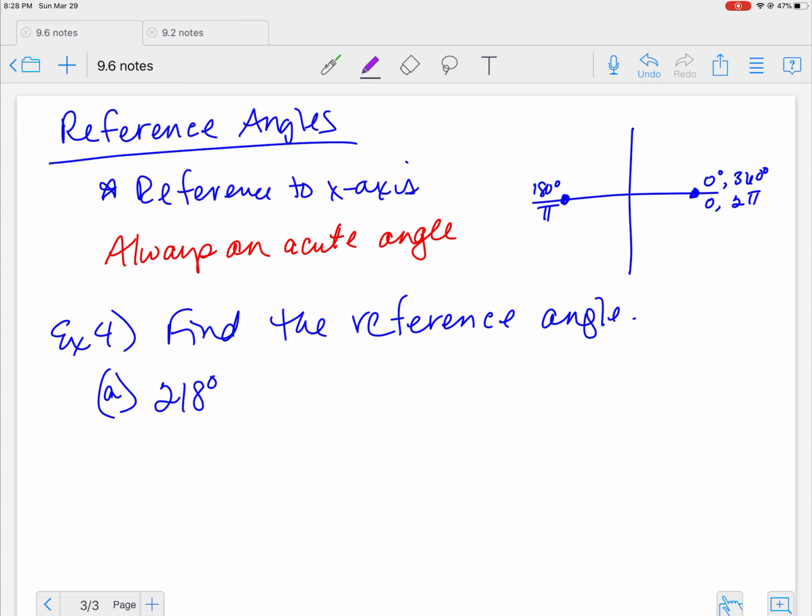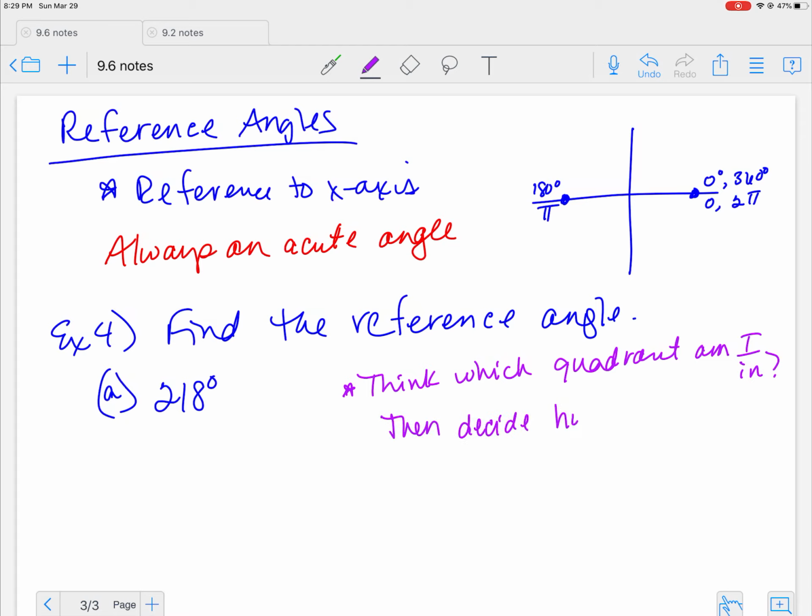Okie doke. So the first thing I have is 218 degrees. Now here's what should be going on in your head: you need to be thinking, which quadrant am I in? That's what you're thinking. Which quadrant am I in? And then decide how to get back to that x-axis.